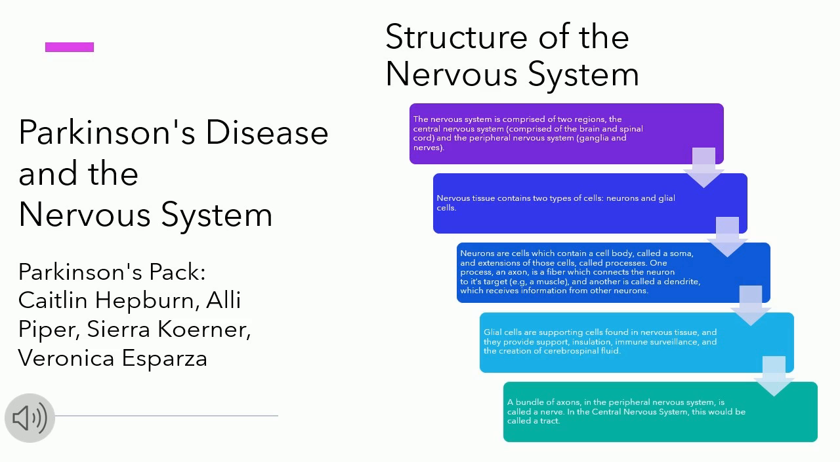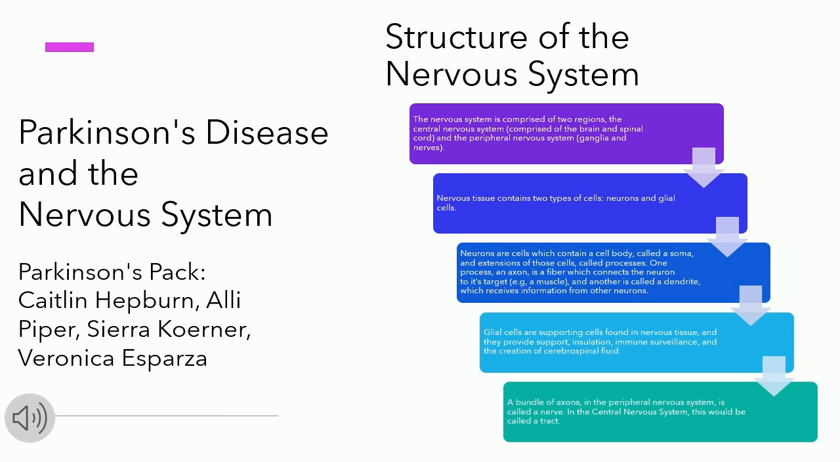So then the second function of the nervous system is integration, and during integration, the central nervous system processes the information received from the sensory functions. And then the third function of the nervous system is response, and this is like the motor functions. So the nervous system will activate a response based on the information perceived by the central nervous system.